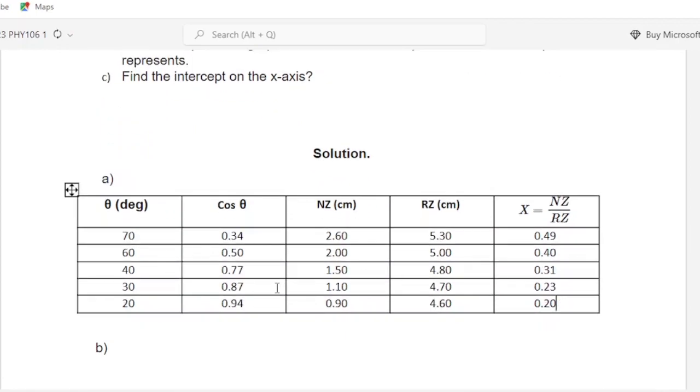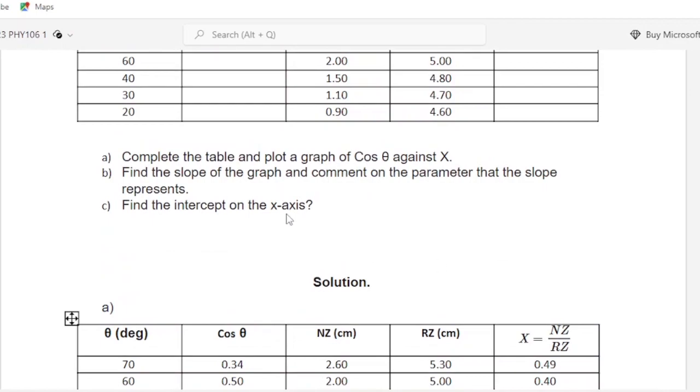As you can see, I presented each of my answers in two decimal places. So with this, I've achieved the first task, which is complete the table. The next task is to plot a graph of cos theta against x. Now, for a graph of cos theta against x, cos theta would be on the y-axis, which is your vertical axis, and of course x will now be on the x-axis, which is your horizontal axis.